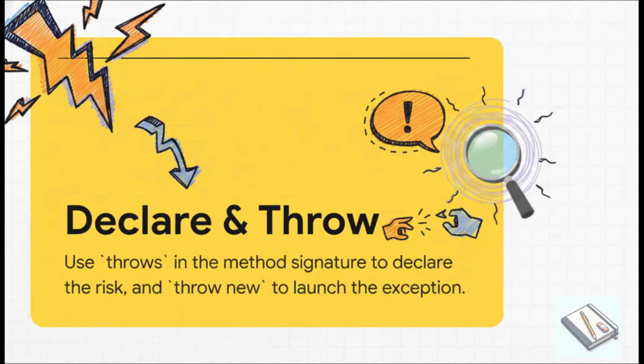Okay, so we've defined it. Now we need to use it. This involves 2 keywords that sound almost the same but do totally different jobs. throws with an S at the end, and throw. You use throws in the method signature. It's like a warning sign. Then, inside your logic, you use throw to actually launch the exception.